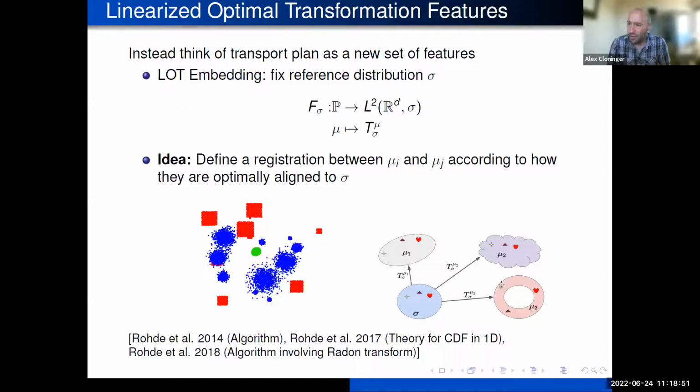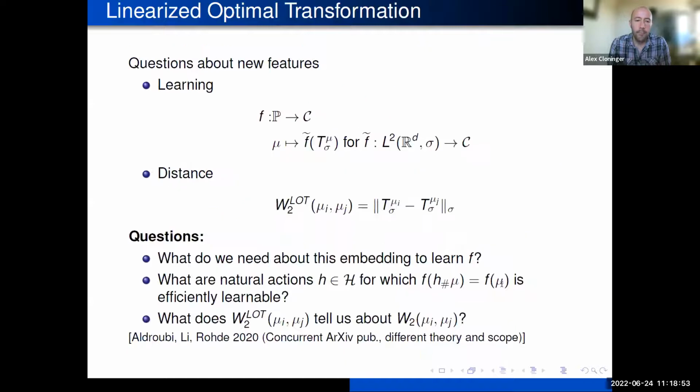Okay, so this is kind of how I think about the problem. But it leads to some questions that I think are quite critical. First off, I should say, now that I've mapped mu to a function, it's a function in a Hilbert space. Theoretically, I can build a classifier on that. I can build some off-the-shelf classifier. Okay. And also, I can define distances, right?